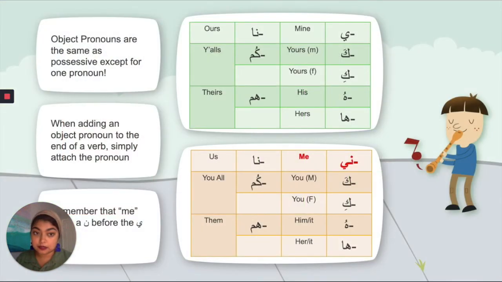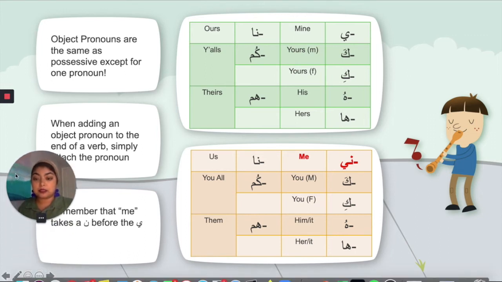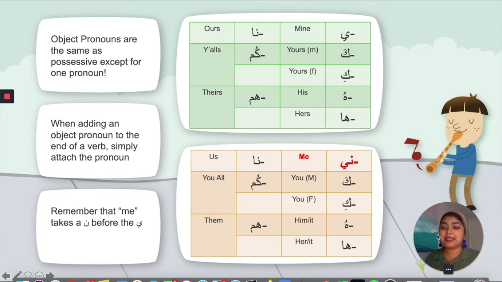Object pronouns are very easy. They're exactly the same as possessive pronouns. The only difference is two things. One is you're attaching it to the end of a verb. And two, ana is the only one that's different. That's why I made it red. When you want to attach yourself to the end of a verb, you add a noon ya, not just a ya. We call this noon al-wiqaya. So we add a noon and a ya when you're adding yourself to a verb. Everything else remains the same.